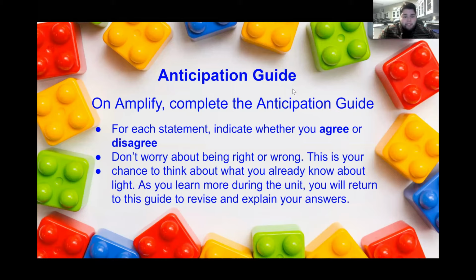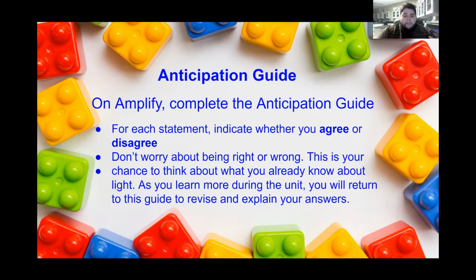The next thing is we're going to do what we call an anticipation guide. So we're just getting started on figuring out what it is that light does that causes cancer to happen. That's like the big question we're working on figuring out. We're trying to see the relationship between light and cancer.